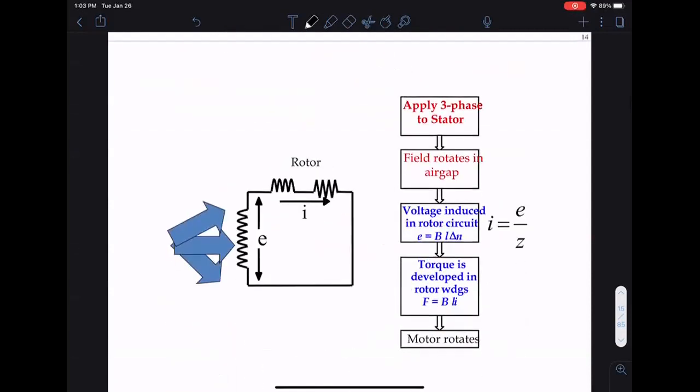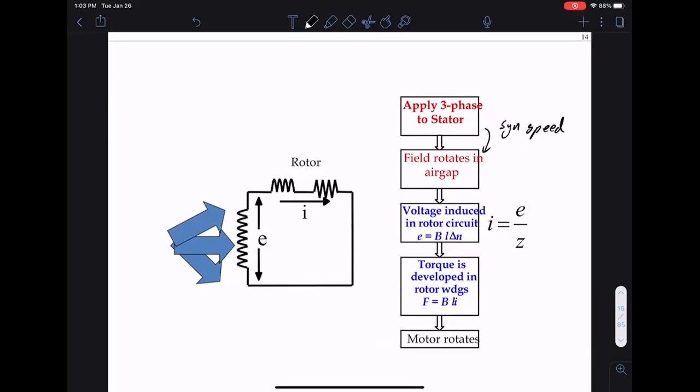So the way we generate power or consume power is you apply a three-phase voltage to the stator. This creates a synchronous speed. Then the field rotates in the air gap. That induces this field rotation.